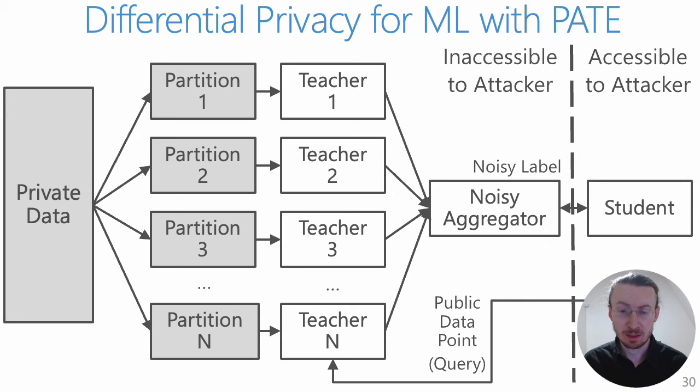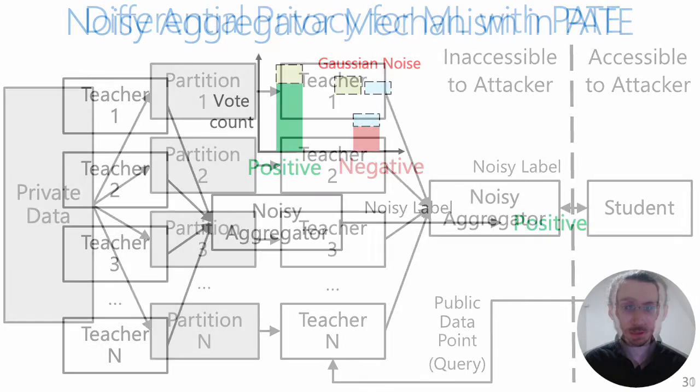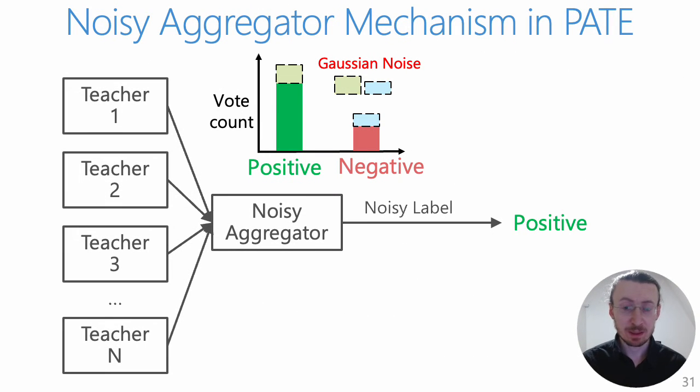Finally, we train a model which is called student on this noisily labeled public data. So this is where the transfer of knowledge happens from the teachers to the student model, and this is done in a differentially private manner. The privacy mechanism for PATE is based on the noisy aggregation.